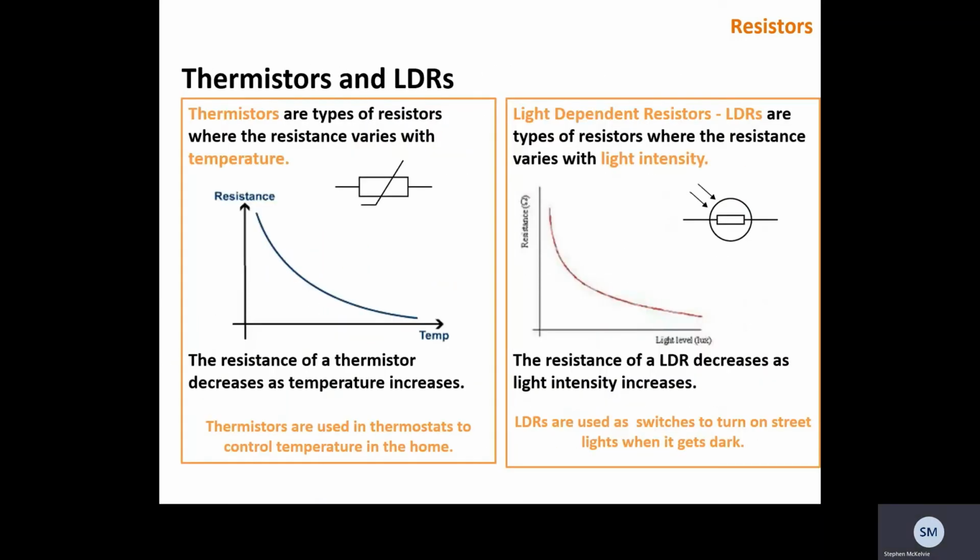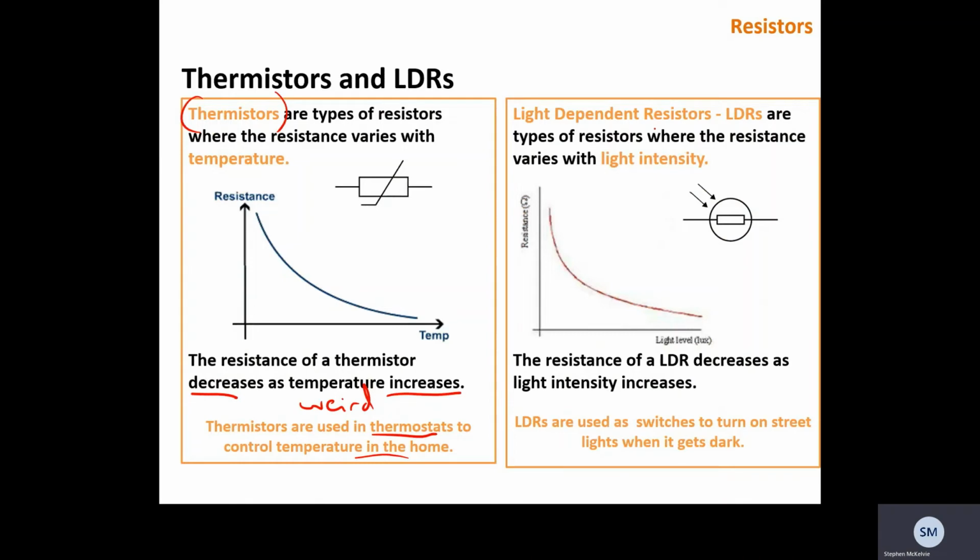Now, most components, when they get hot, increase their resistance. The only one we need to know that doesn't is a thermistor. The resistance varies with temperature. The resistance of the thermistor decreases as the temperature increases, and that is weird. We use thermistors and thermostats to control temperature in our house.